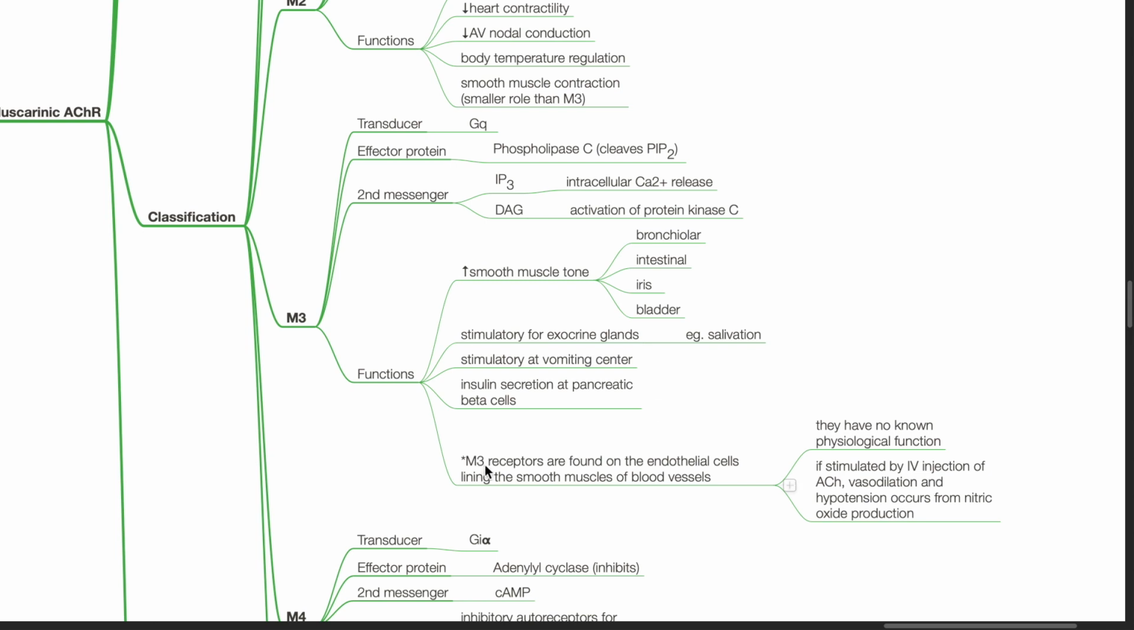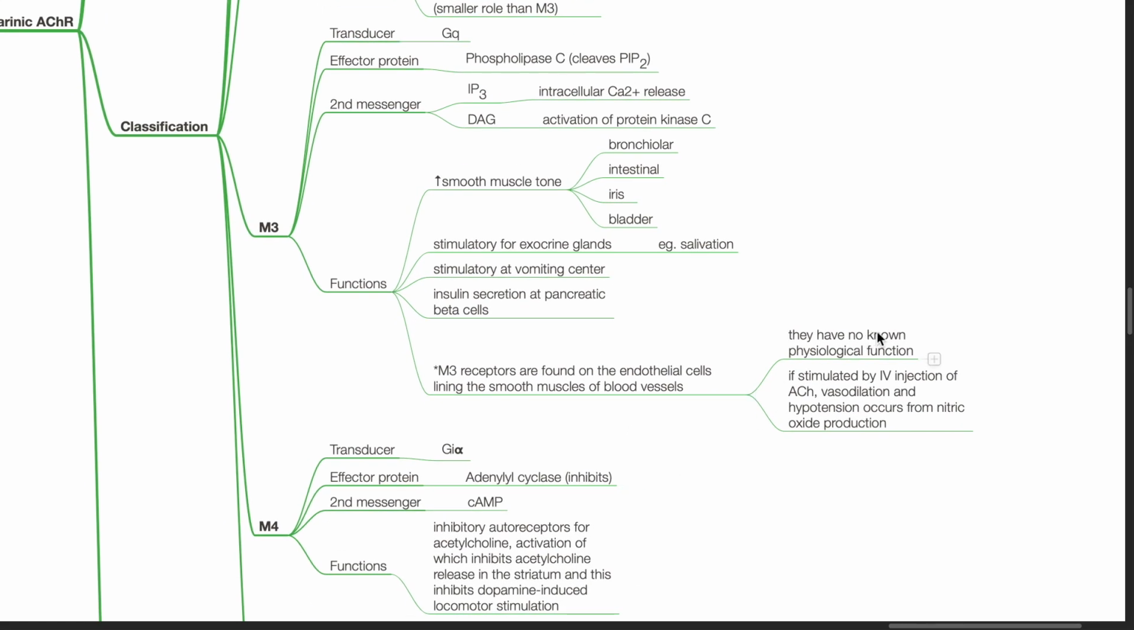M3 receptors are also found on the endothelial cells lining the smooth muscles of blood vessels. They have no known physiological role. If stimulated by IV injection of acetylcholine, vasodilation and hypotension occur from nitric oxide production.